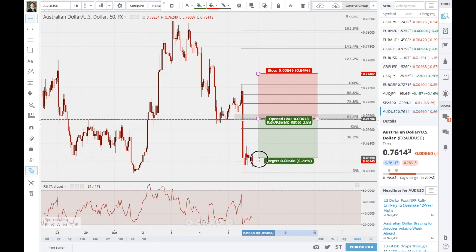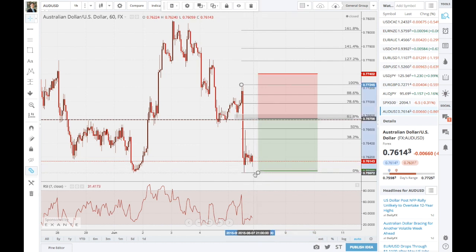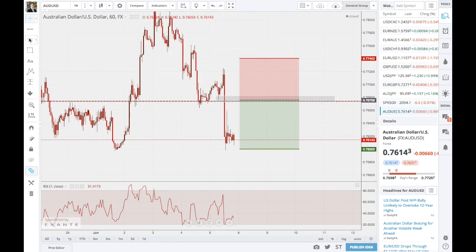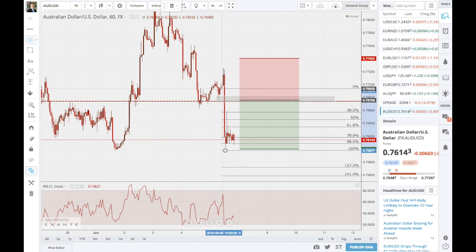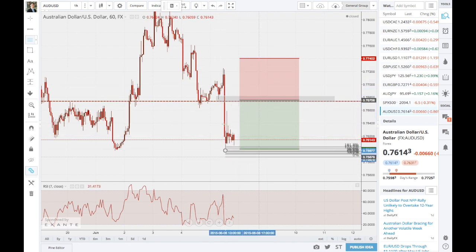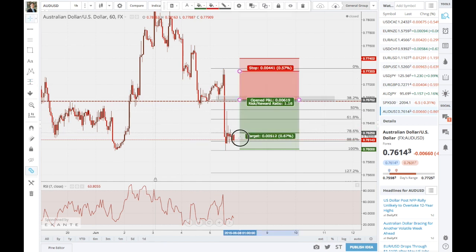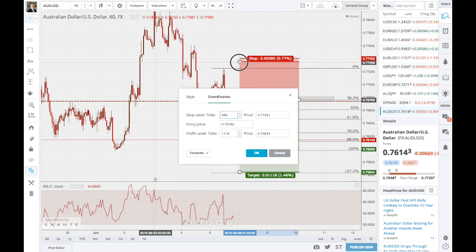My first target will naturally go around here, the previous low. If you are more aggressive, you can target this low, because there's some wicks over here, you might want to push it slightly higher. My second target, what I'll be doing is using a Fibonacci extension of this swing to track the 127 level. So that will be my second target, over here. And my stops will be the same.